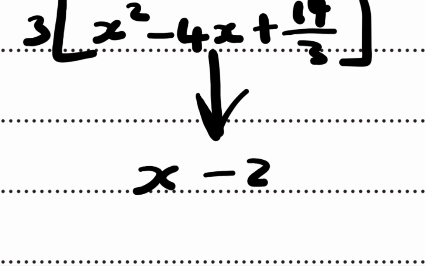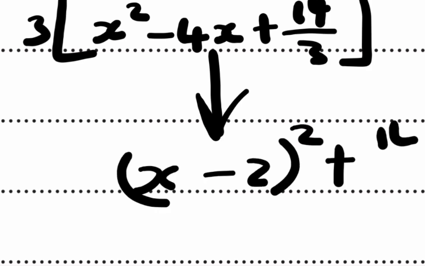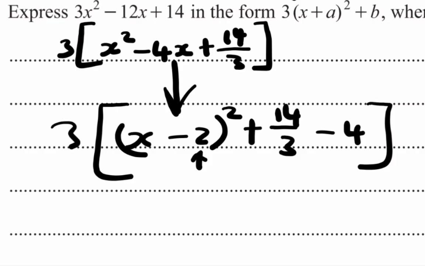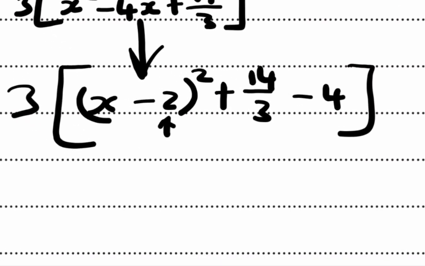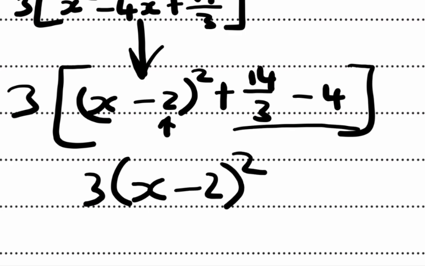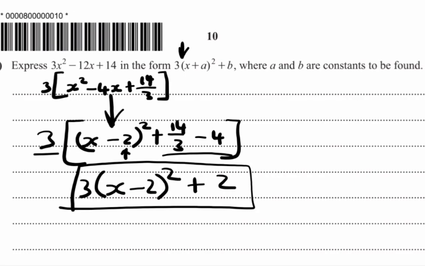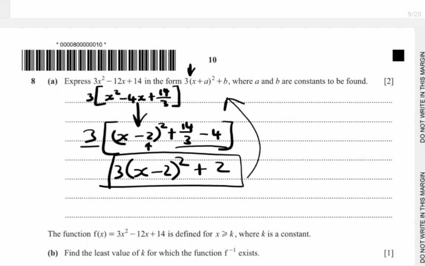That will be x minus 2 squared plus 14/3 minus the square of this, which is 4, right? All this without 3. So now we say 3 is multiplying x minus 2 squared, then we simplify our 14/3 minus 4. It's giving us 2/3, and 2/3 multiplied by 3, we get 2. And so we get this, which is in that form, for 2 marks.